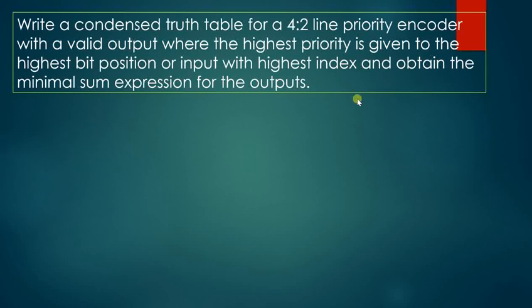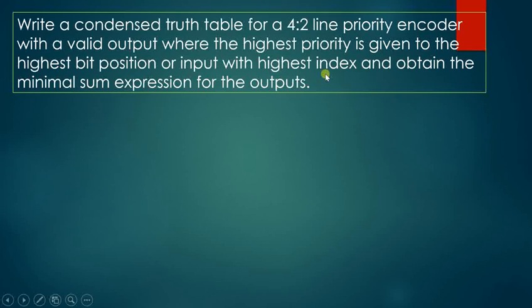Here is a numerical which says: write a condensed truth table for a 4:2 line priority encoder with the valid output, where the highest priority is given to the highest bit position or the input with the highest index, and obtain the minimal sum expression for the outputs. Clearly, you need to read the line here properly. It says highest priority given to the highest bit position or input with highest index. This is very important because based on the question you have to change your priority.